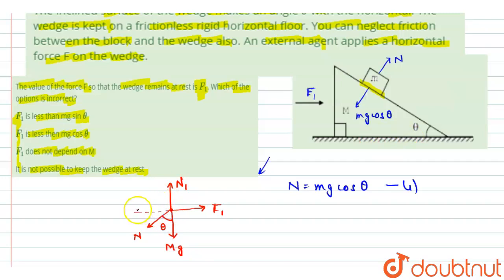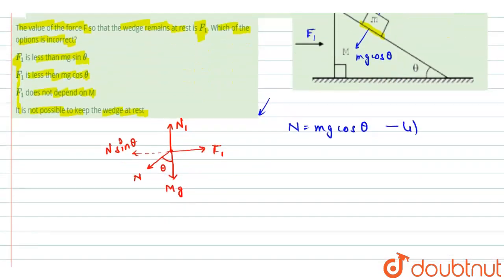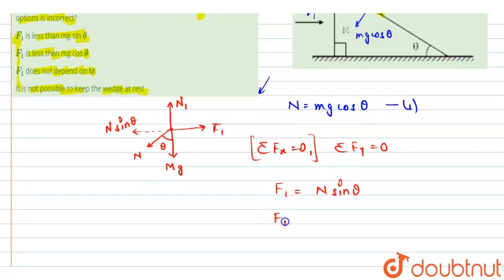If this angle is theta, this component will be N sine theta. Now if I balance the forces in the horizontal direction, sigma Fx must be 0, and similarly sigma Fy must be 0. Here I just have to find the value of F1, so I will use this equation only. For this equation we get F1 equals N sine theta. We can put the value of N from equation number 1, and we will get mg cos theta sine theta. This is the final expression for F1.